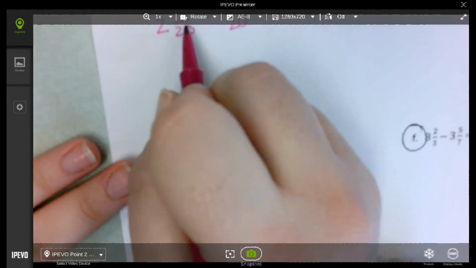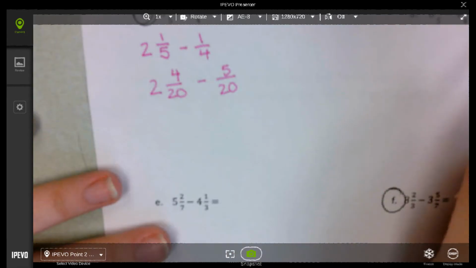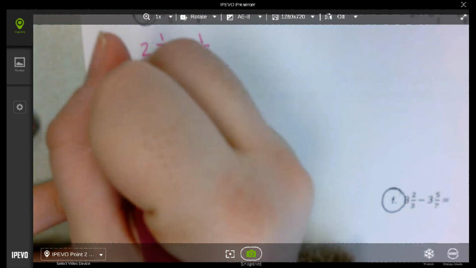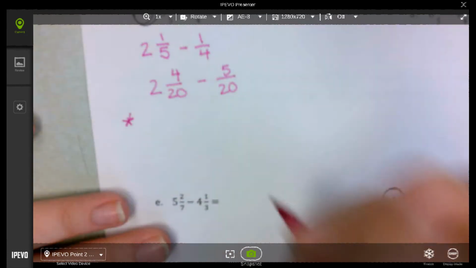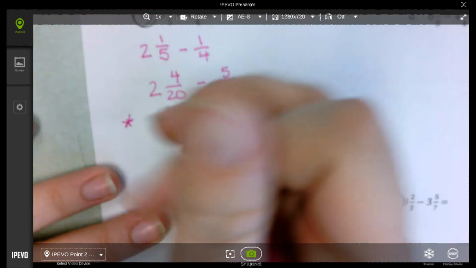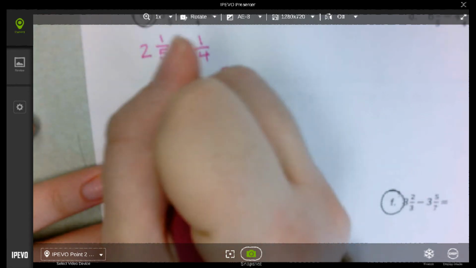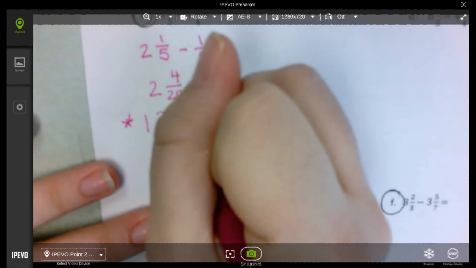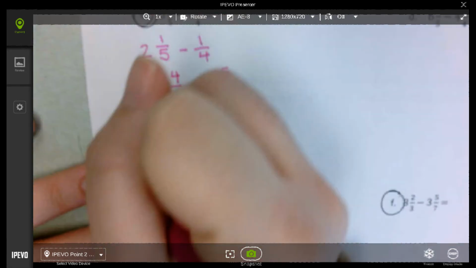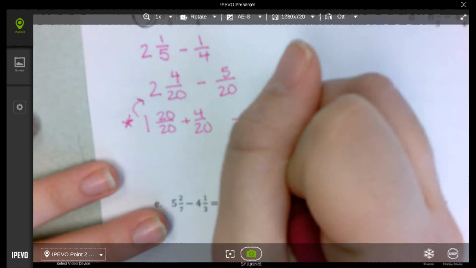Next, I'm going to look at my numerators. Well, 4 is less than 5, so I can't just subtract across. This is where kids go wrong. This next step is the number one step that people make mistakes on. I'm going to take 1 whole away, and I'm going to rewrite it as 1 20/20 plus 4/20. And this is all equal to this. These are equal. Minus 5/20.